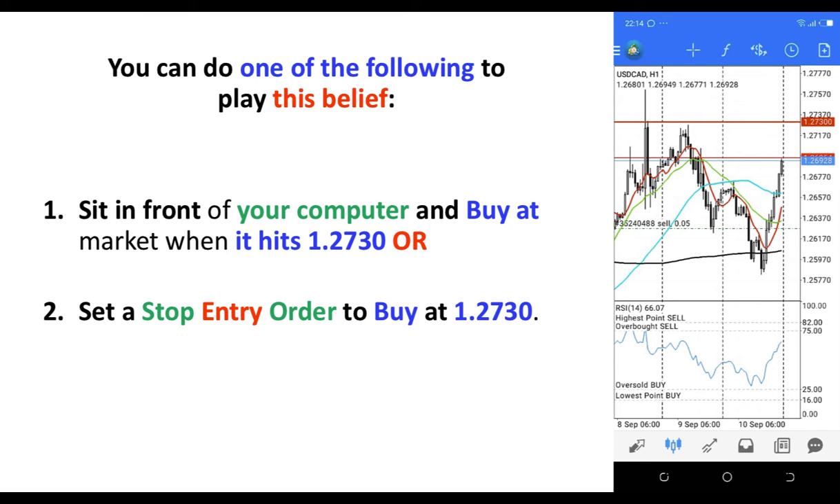If that is your belief, you can set a stop entry order to buy at 1.2730. So you see, these are the benefits of understanding how to use the stop entry order.